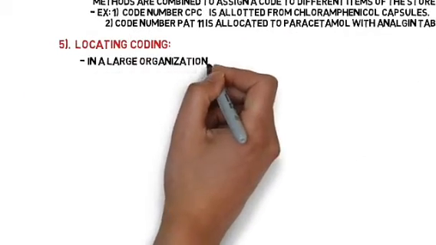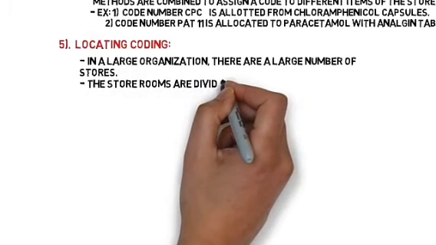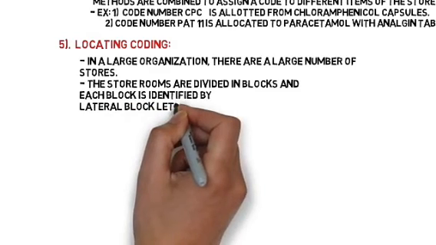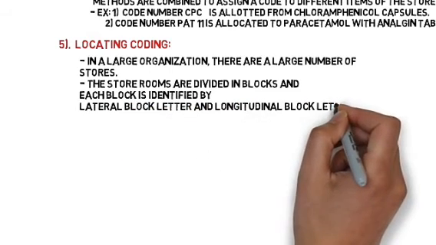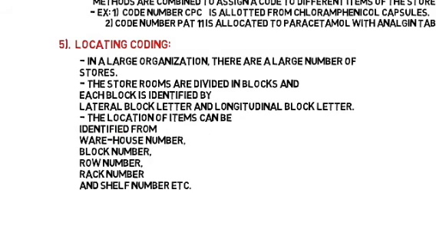In a large organization, there are a large number of stores. The store rooms are divided into blocks and each block is identified by the lateral block letter and longitudinal block letters. The location of the items can be identified by the specific code.